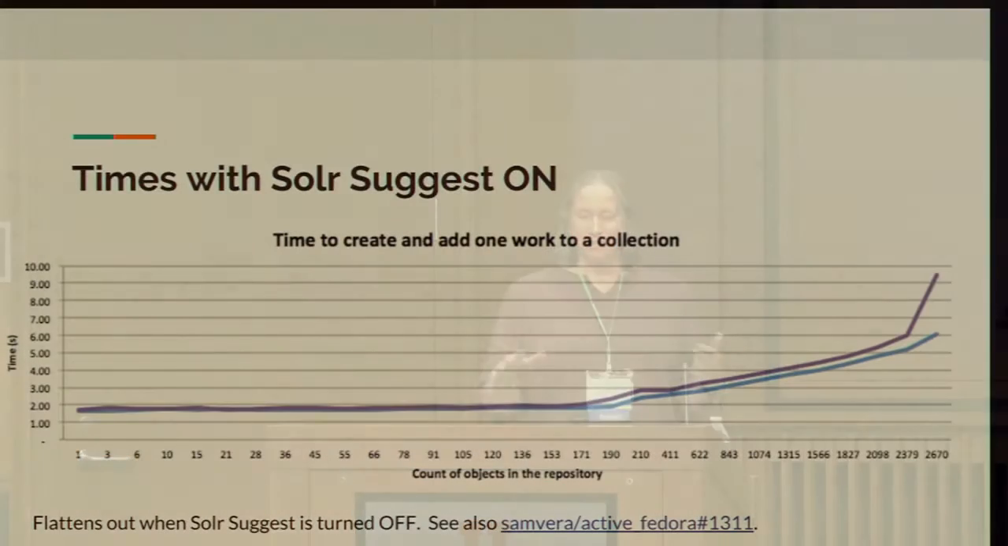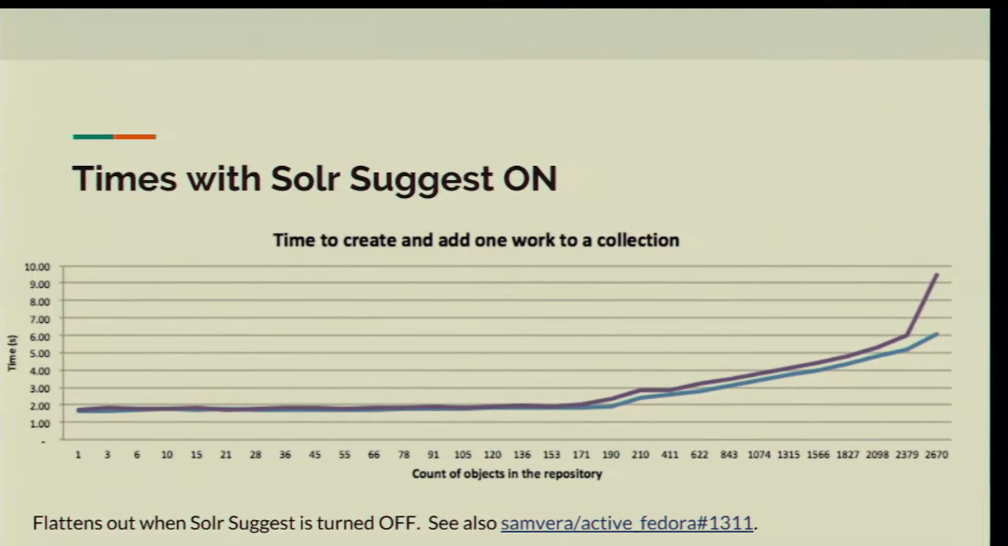So the first performance change we did was turn off Solr Suggest, which we are not the first ones to realize that we had Solr Suggest turned on. And you can see this is what our graph looked like before. I mean, after we got up to about 100, it just started going up. And it was just like, why in the world are we getting this graph?